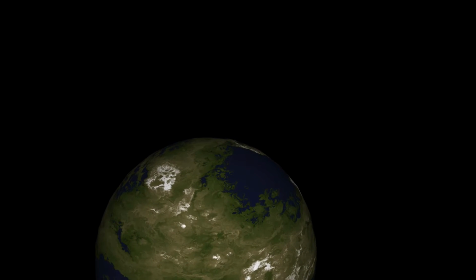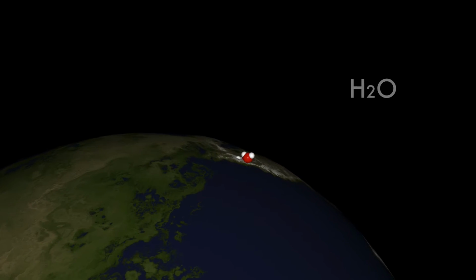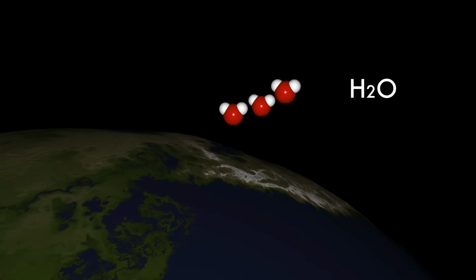The greenhouse effect. On our planet, there are gases that cause the greenhouse effect, and it's mainly three gases. The most common one is basically vaporized water that rises through the atmosphere.